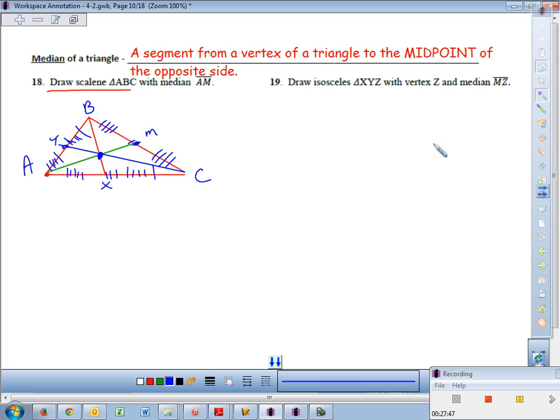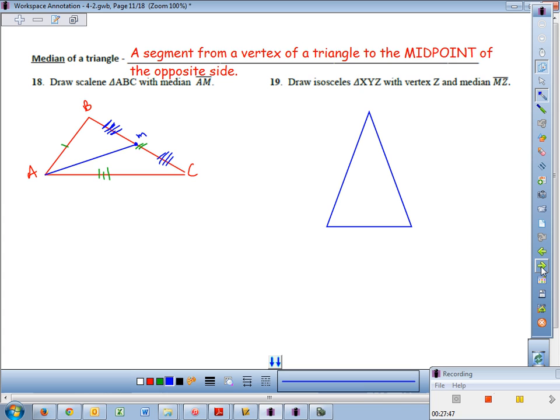Next guy. Draw an isosceles triangle XYZ with vertex Z and median segment MZ. One thing at a time. Which number on our geometer is an isosceles triangle? Number 1. Oh, that stuff disappeared. They want it to be called triangle XYZ. Does it matter where those go? Draw isosceles triangle XYZ with vertex Z and median segment MZ.